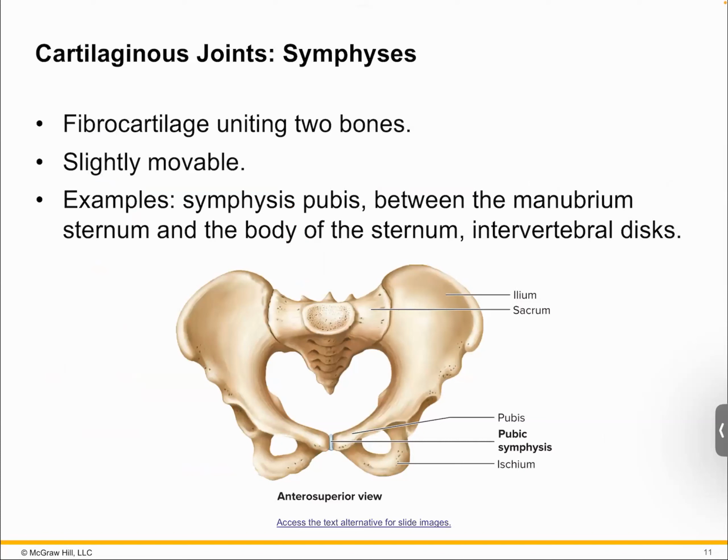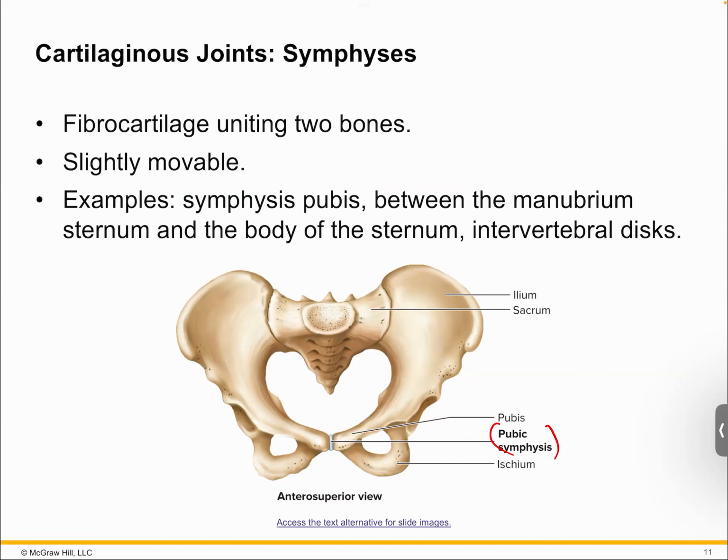Now the symphysis also has cartilage, only in this case instead of hyaline cartilage, it's fibrous fibrocartilage. One of the best examples is the pubic symphysis. The pubic symphysis is essentially a little fibrocartilage plug that separates the two apexes of your two pubic bones, which is there for a reason.